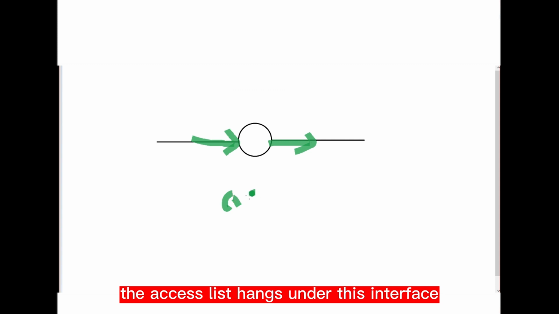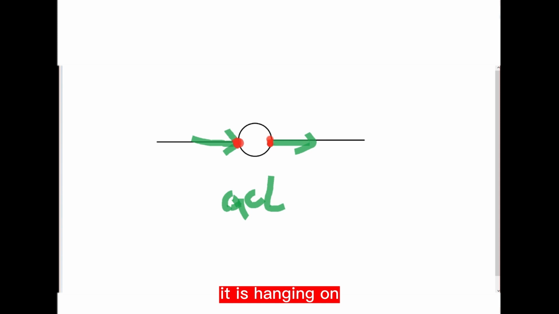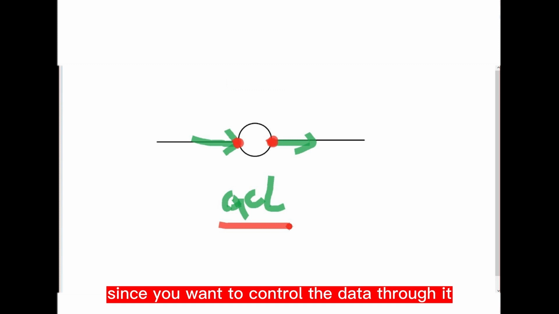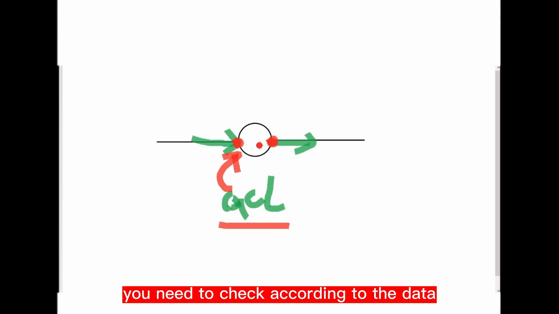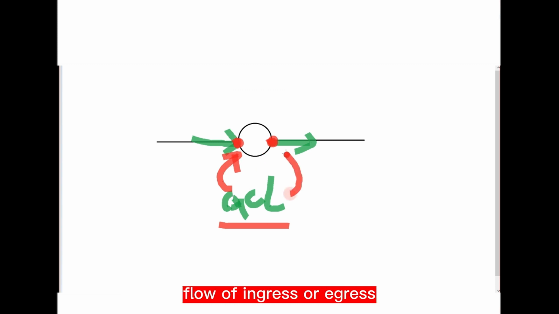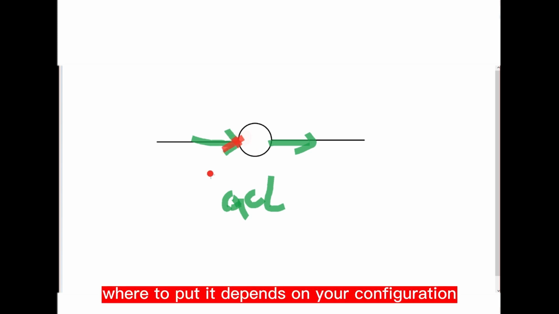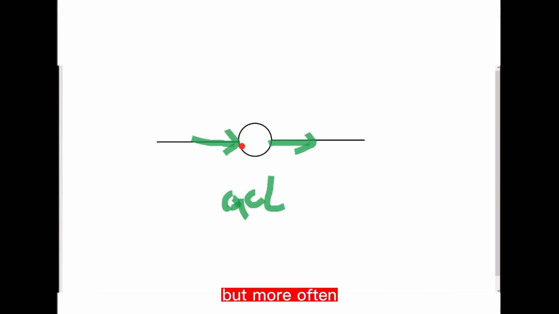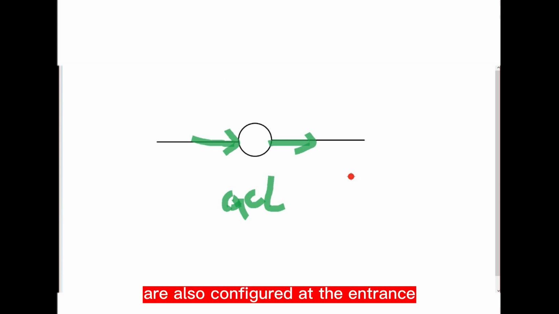The access list hangs under this interface. Please pay attention to my wording: it is hanging on. That is, since you want to control the data through it, you have to apply this control method on the interface. You need to check according to the data flow of ingress or egress. If it matches, then kill it. Where to put it depends on your configuration. But more often, most of our configuration is still at the entrance, including the recommendations in various textbooks.